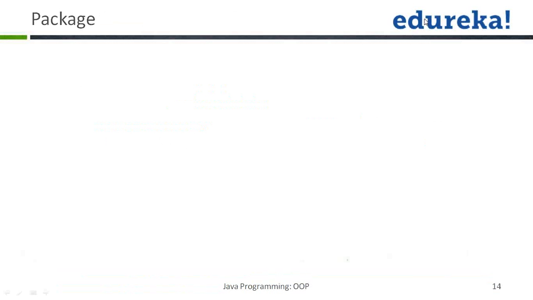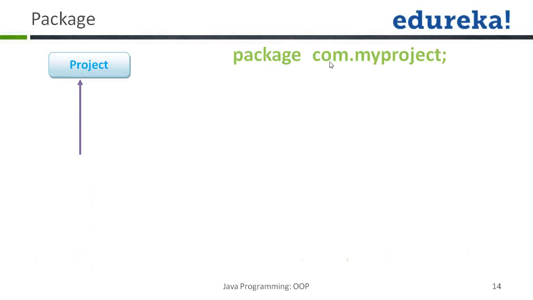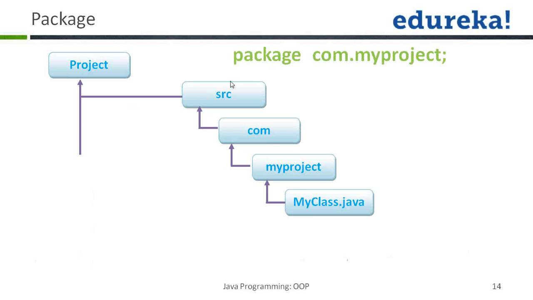Now let's see a diagram for a package. First of all, you have a project, and you write the package name within that. You have a package in that project like com.myproject. Then you write your source folder, you have your com folder, then my project folder, and then your class, MyClass.java, within your package.